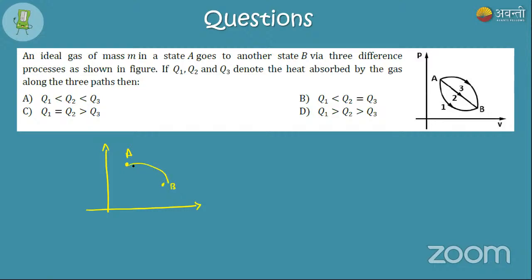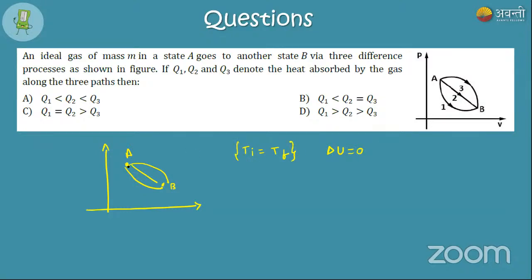When the initial and final points are exactly the same, that means the initial temperature and the final temperature will also be the same. When the temperature is the same, the change in internal energy will be 0. Always remember that. Yes, Aditya, that's what I'm trying to say. So internal energy depends only on the initial and final points.